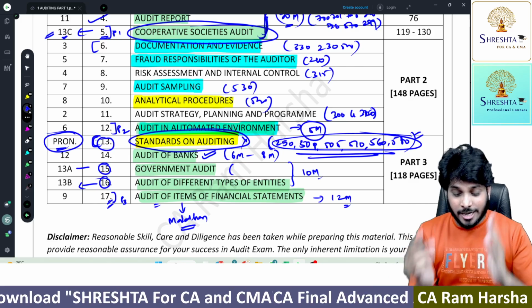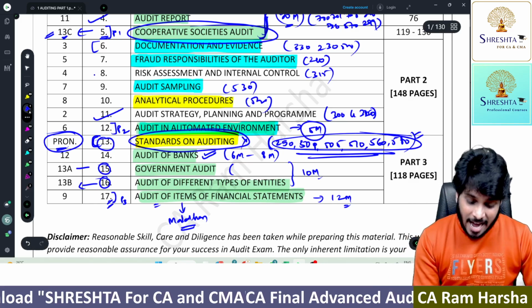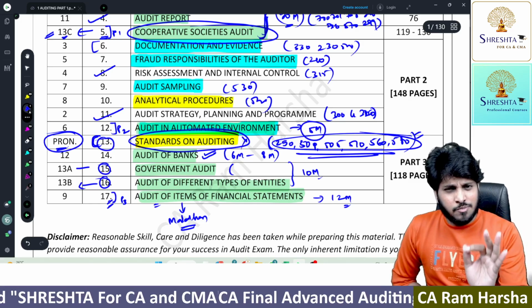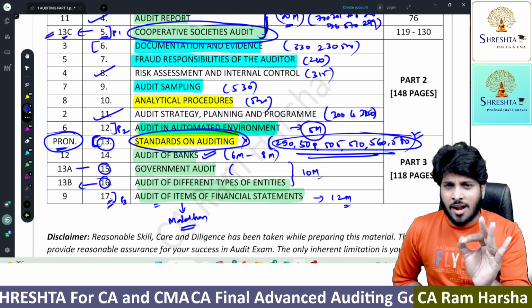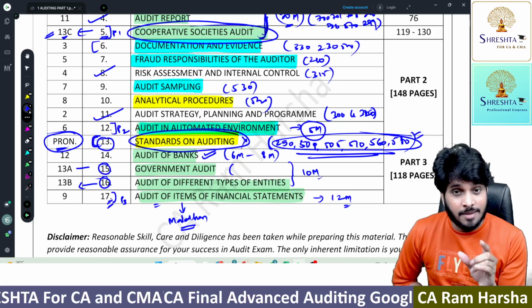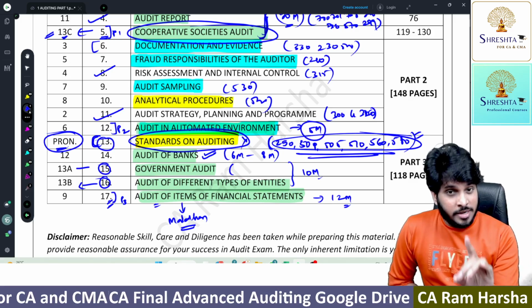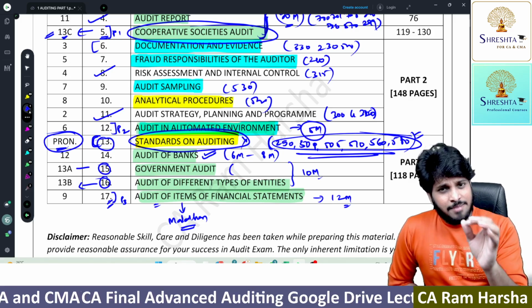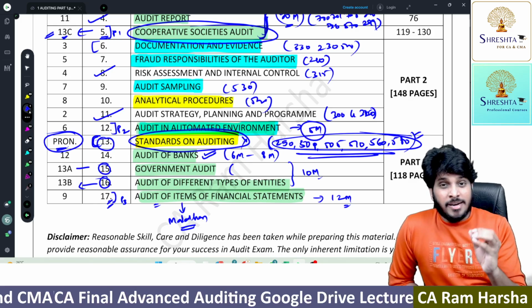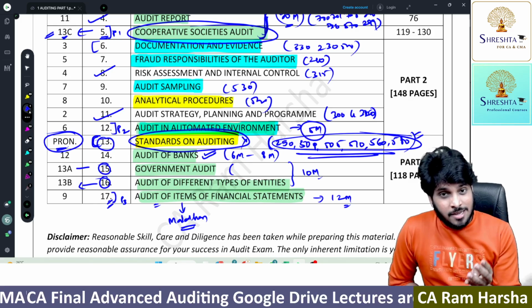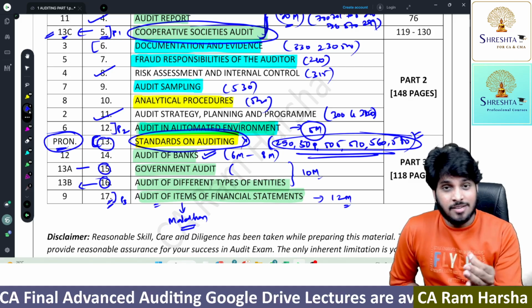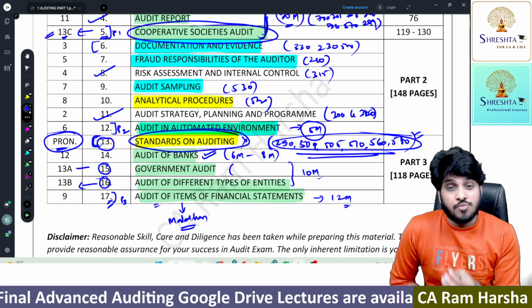If you still have time, then the audit strategy chapter. After that, risk assessment. Risk assessment and internal control should be your last priority, because it's a very lengthy and very tricky chapter. Of course, 10 marks weightage is there, but it's very lengthy. The same 10 marks you can easily get by studying the chapters on sampling and analytical procedures, which you can finish much faster.